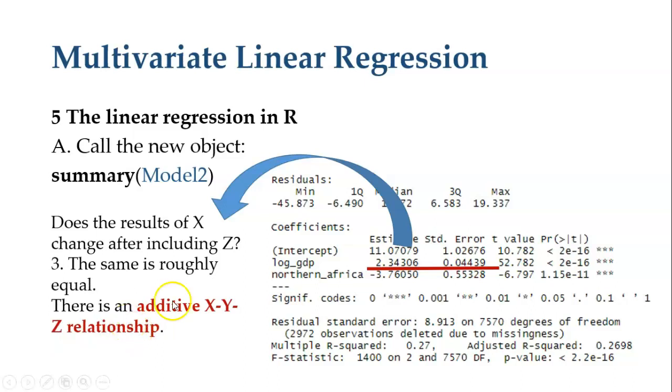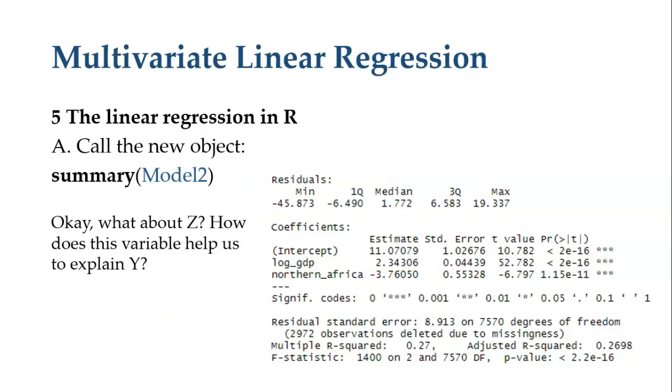And so the effect is roughly equal. It's almost the same effect. It's 2.3. So there is an additive x, y, z relationship. So you can use both the log GDP and the presence of the region of Northern Africa as explanatory variables of life expectancy. Okay?